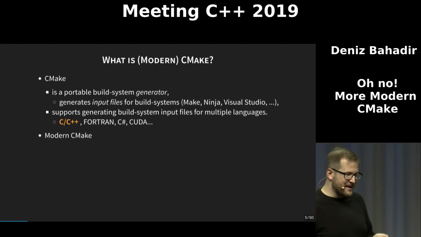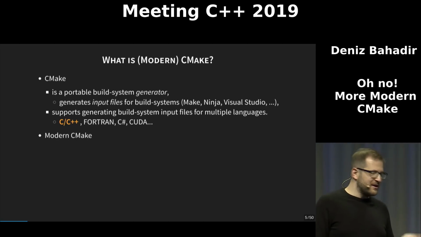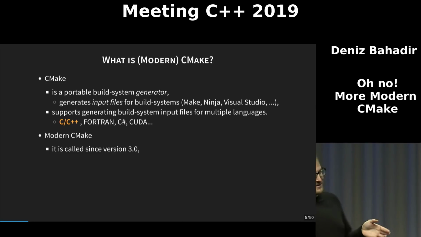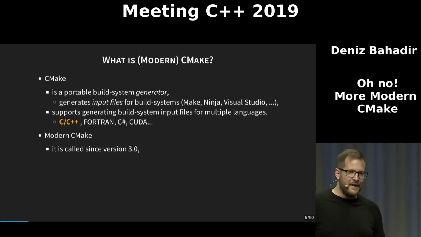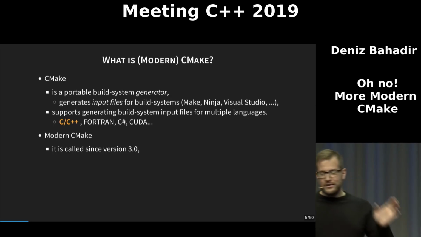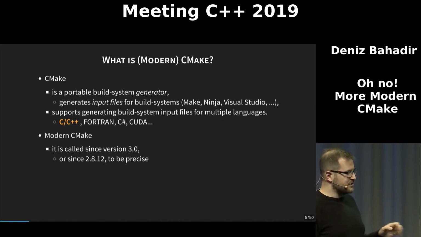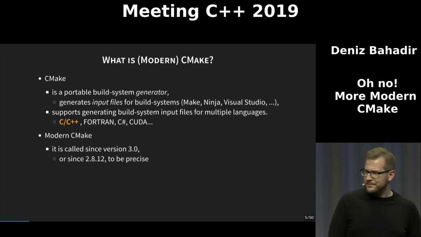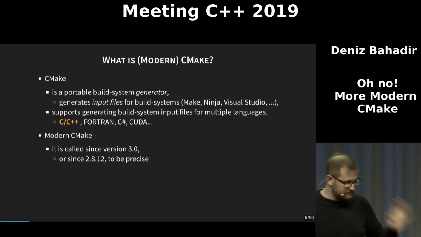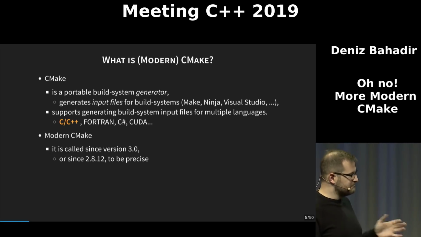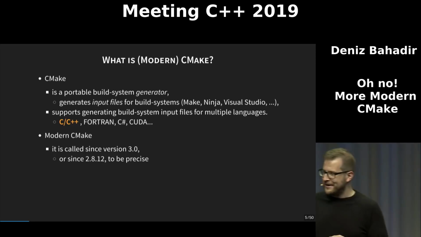Okay, and modern CMake, this term was coined in 2014, and pretty much you could say modern CMake exists since version 3.0 of CMake. But then some people might complain, no, it's actually 2.8.12 to be precise. And 3.0 was just a version which made it somehow incompatible with former versions, but let's just stick to 3.0, it's easier. With the 3 in front of it, it looks nice that it's starting from there.